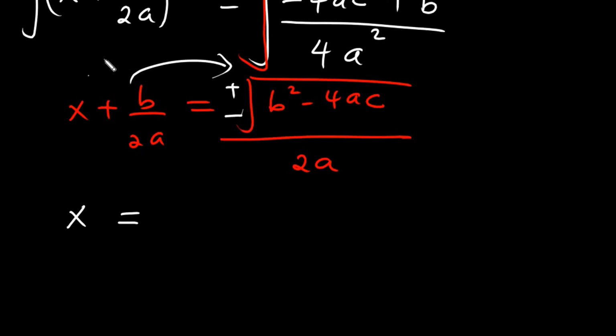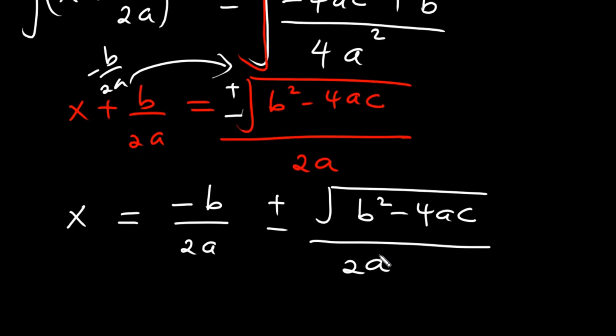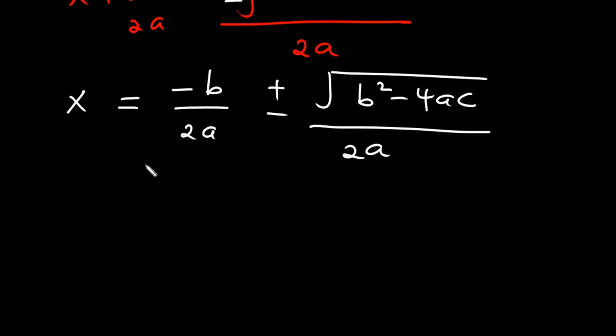So we can subtract b over 2a on both sides, so that on the right hand side it will be negative b over 2a, and then plus or minus the square root of b squared minus 4ac, divided by 2a. So you can see that on the right hand side we have a common denominator.